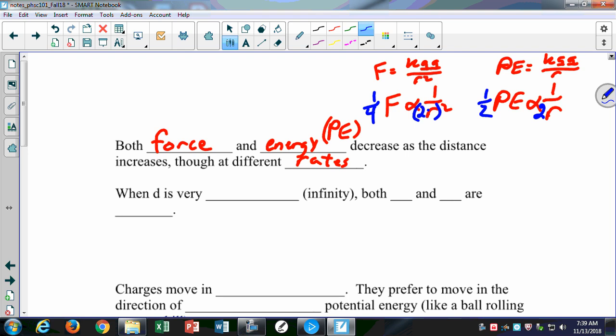And so if I were to plot F versus r, let's see, what does it look like? It looks like this. Whereas if I plot PE versus r, it looks like this. It's a linear graph, not a quadratic function.